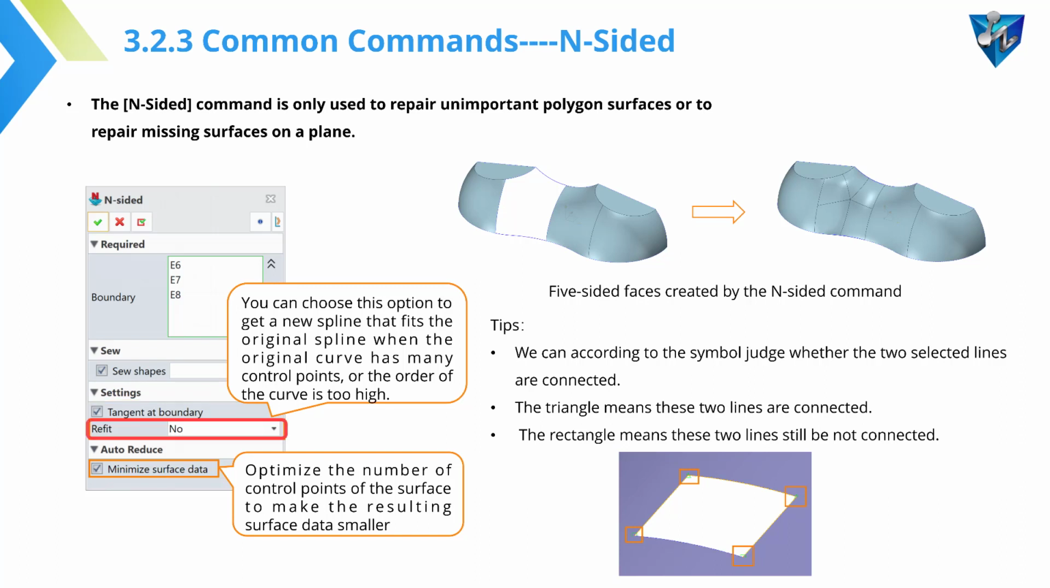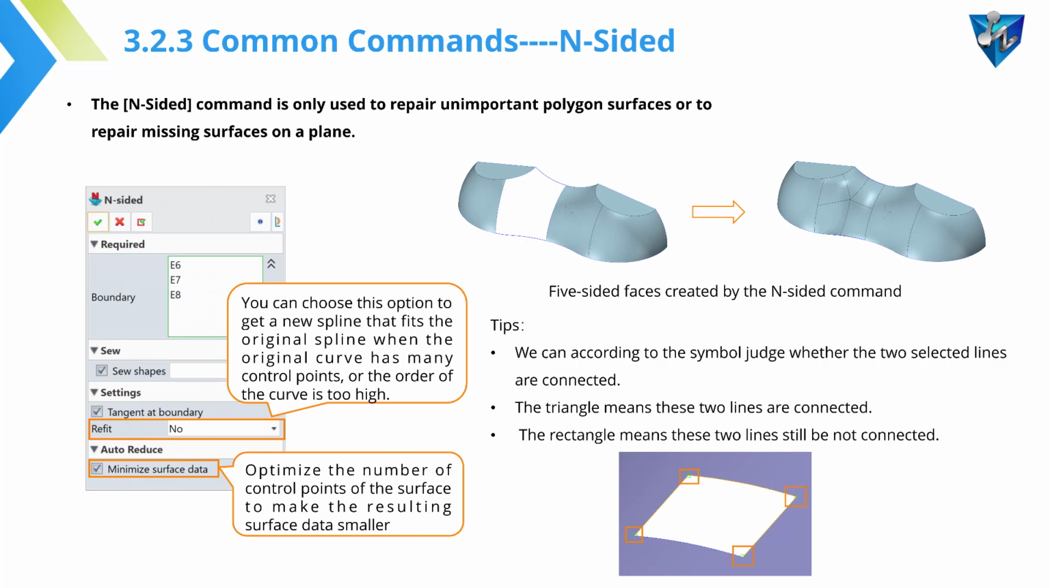Next option is refit. You can check this option to get a new spline that fits the original spline when the original curve has many control points, or the order of the curve is too high. Final option is minimize surface data. It is a very common option in surface commands. It means making the data of the created surface smaller.